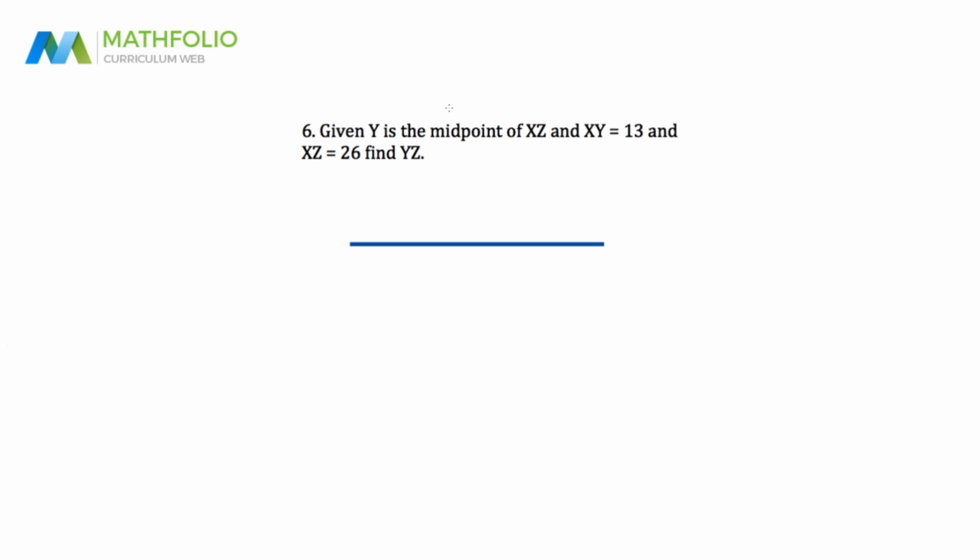Let's just see. So given Y is the midpoint of XC, I guess we could put Y here, and if it's the midpoint, we know that this bit equals this bit. And Y is the midpoint of XZ, so I guess we could also label those other points. So now let's label the distances. We know that XY equals 13, so X to Y is 13, and X to Z, which is this entire thing, X to Z equals 26.